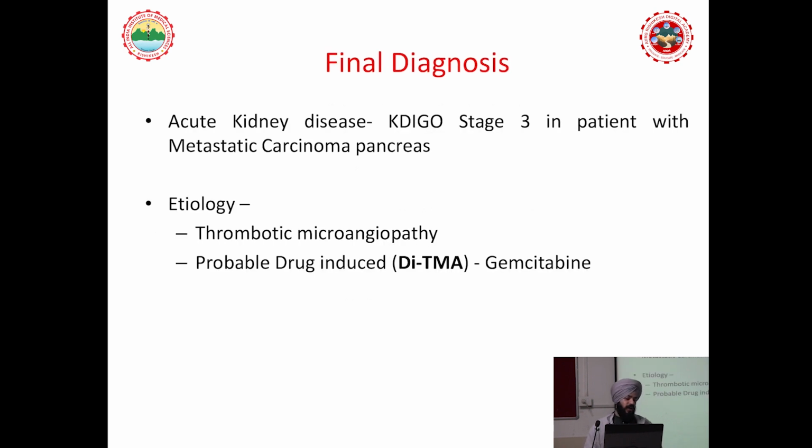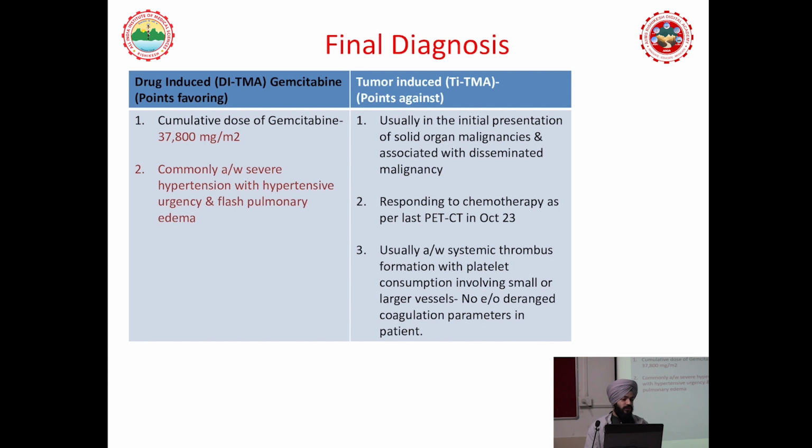So we reached the final diagnosis of acute kidney disease, like we have kept earlier, in a patient with metastatic carcinoma pancreas, etiology now being thrombotic microangiopathy, probably drug-induced TMA, the drug being gemcitabine. Now, before actually labeling the final diagnosis, we had two differentials, whether it is either drug-induced or tumor-related.